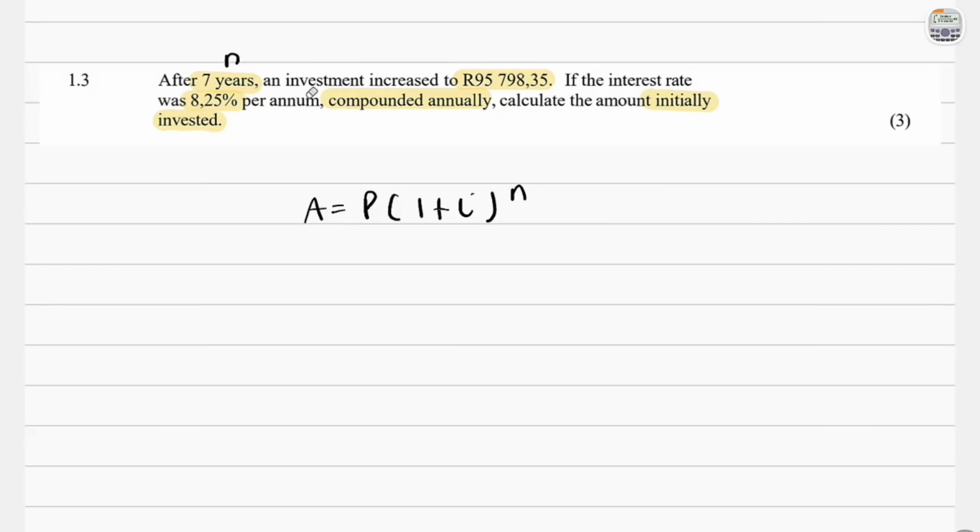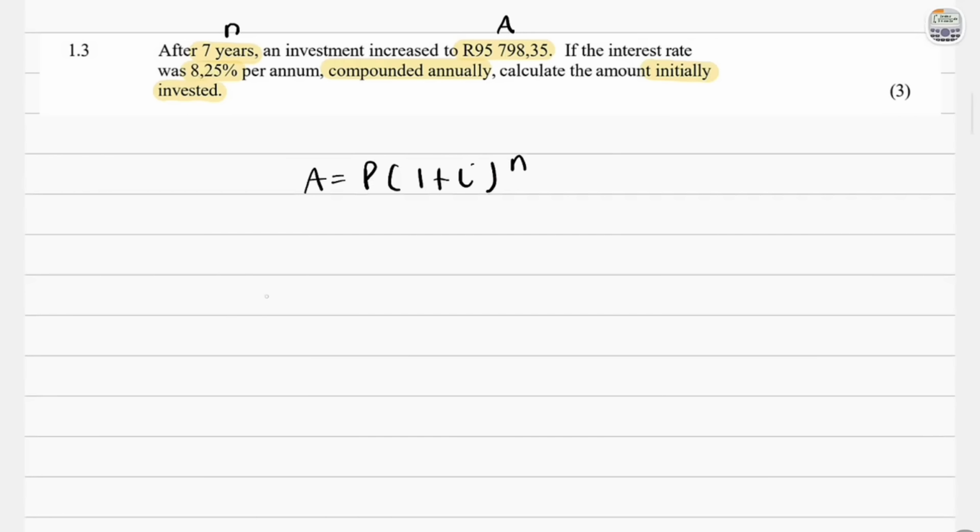But here they say after 7 years, which we can clearly see that is the value of n, this investment increased to this amount. So it was a lesser amount and then it increased to this amount. So this is the final amount and we're actually trying to find the initial investment, which is P. This is what we're looking for. Okay, we can also see the interest rate is 8.25, so we have everything.